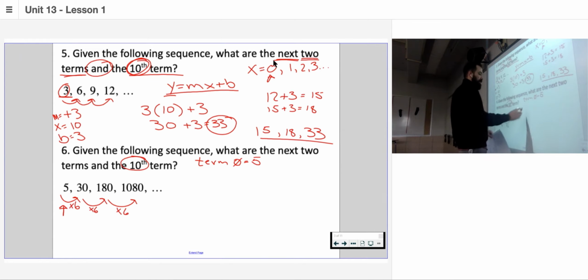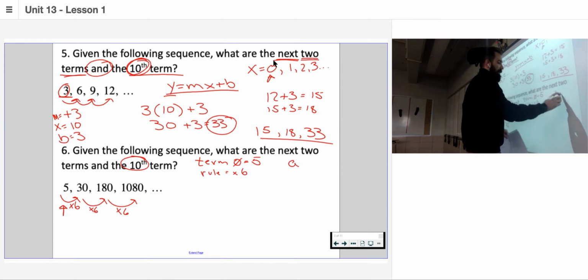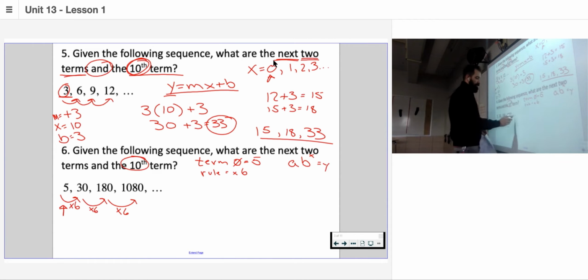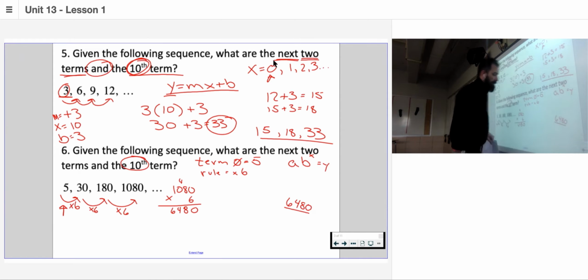So our rule is times 6. Now we need to write, since we're using geometric, a times b to the x power equals y. We're looking for y. Well, let's find out what our next term is. We're going to multiply 1080 times 6. 6 times 0, 6 times 8 is 48, plus 4, and 6 times 1. So our next term is 6480. That's our next term.